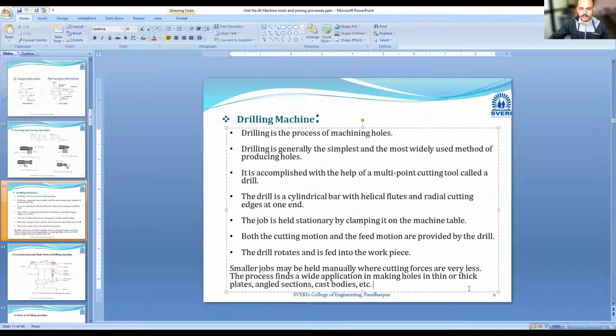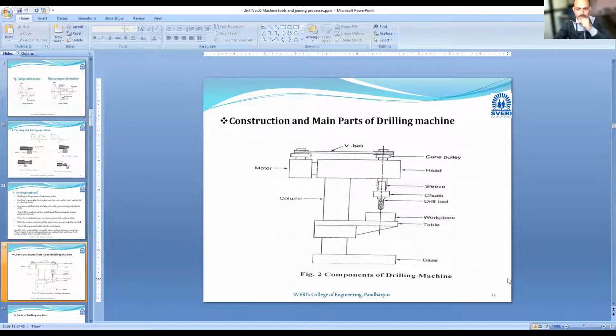I'll show one video here which shows the construction of the same.